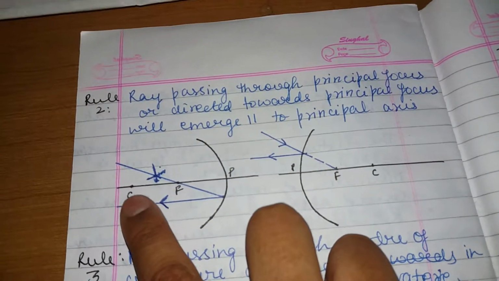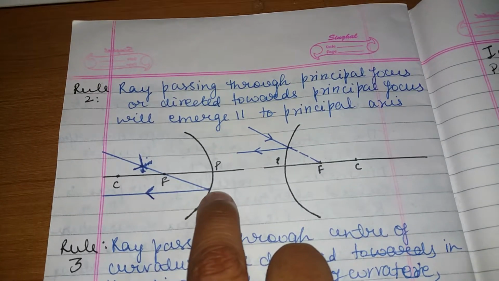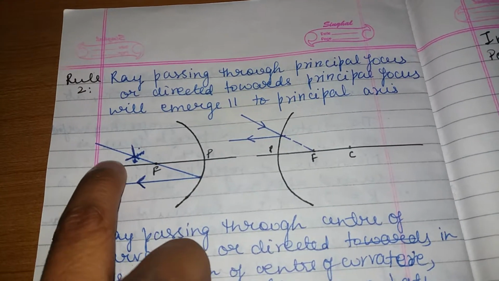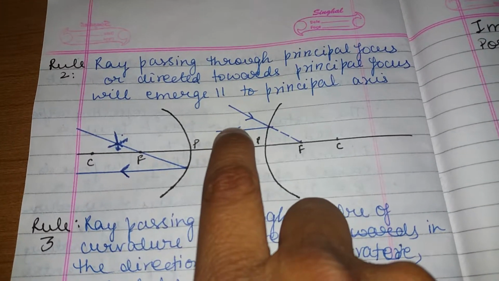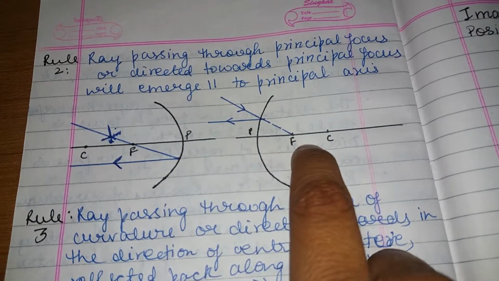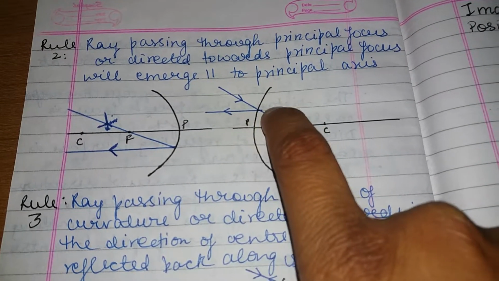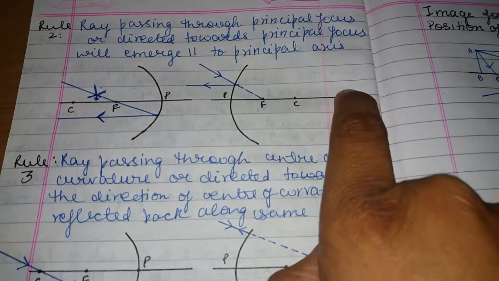Rule number 2. A ray passing through the principal focus, after reflection, will pass parallel to the principal axis. In convex mirrors, when a ray is going in the direction of the principal focus, then after reflection it will go parallel to the principal axis.